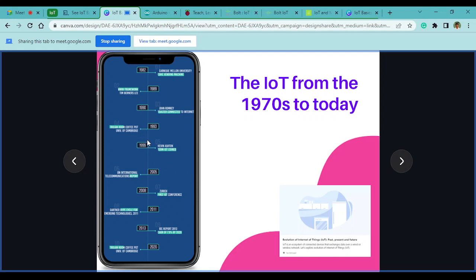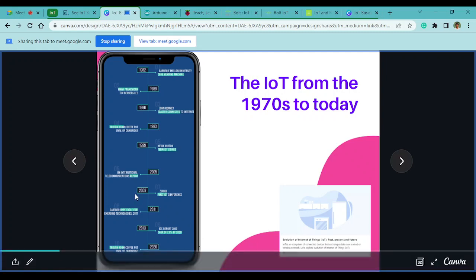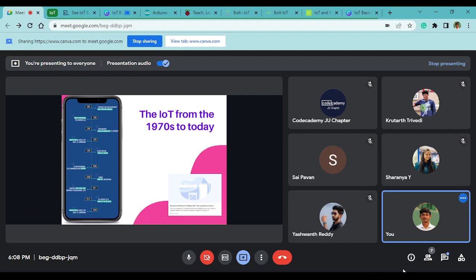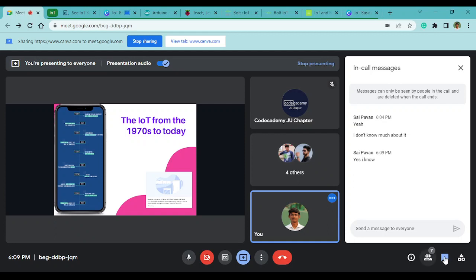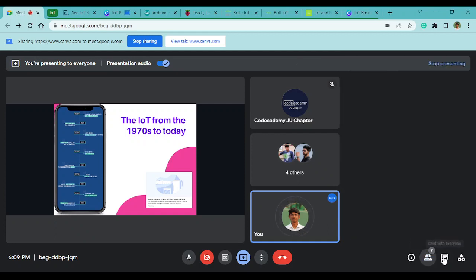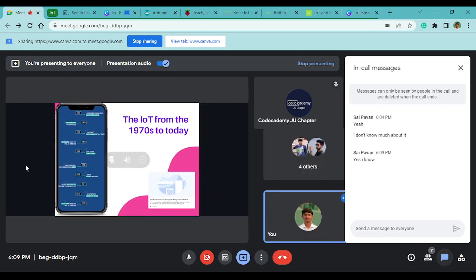And if you check this timeline, moving on, around 2008 and 2009, there was a problem that we encountered: we had only a limited amount of IP addresses, Internet Protocol addresses. So does anyone know what is an IP address? Any idea? You can use either the chat or mic, guys, if you want. Let's keep it interactive. Any idea about what is an IP address?